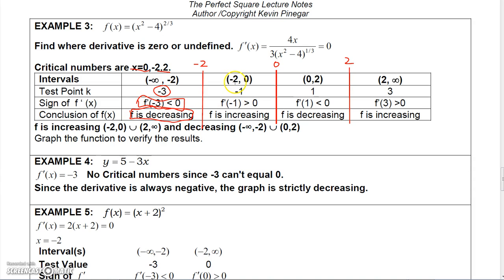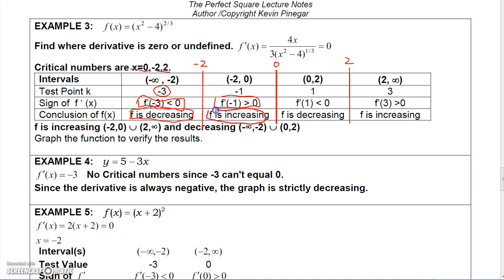So in the next interval, I'm going to test -1. If I plug -1 in, I'm going to get a negative on top. On bottom, if you plug -1 in here, you're going to get 1 minus 4, which is negative, and the cube root of a negative number is negative. So here you're going to get a negative over a negative, which is positive, so the derivative here must be positive in this interval. So the derivative is positive from -2 to 0, so that means f is increasing.